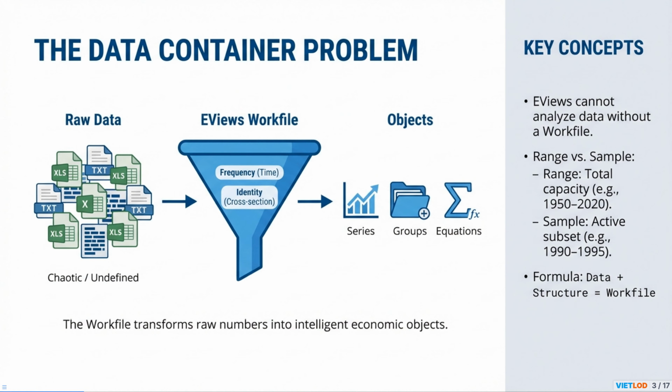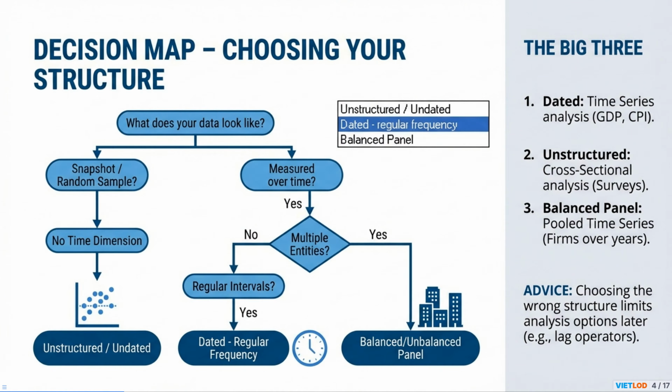It's essential to understand that EViews cannot analyze any data without it being housed within a workfile. A key formula to remember is data plus structure equals a workfile. Within a workfile, there's a distinction between the range, which represents the total capacity or full period of the data, e.g. 1950 to 2020, and the sample, which is the active subset of that data being used for analysis, e.g. 1990 to 1995.